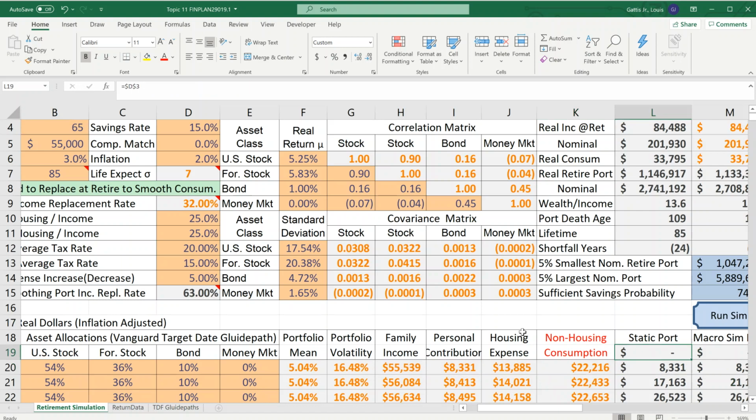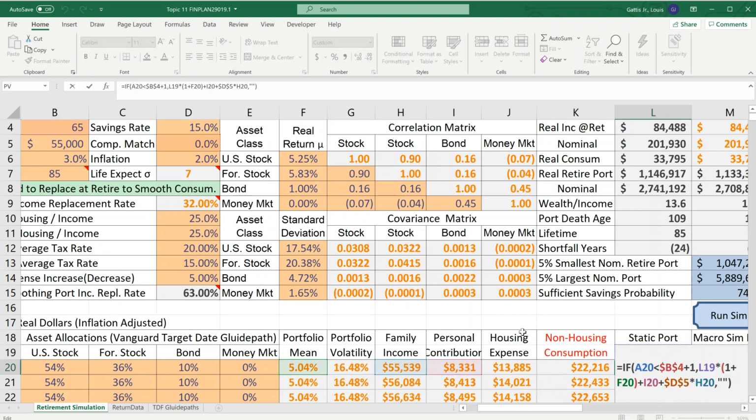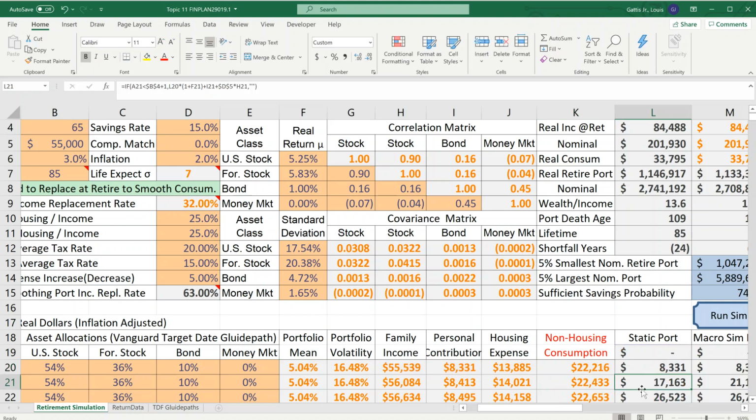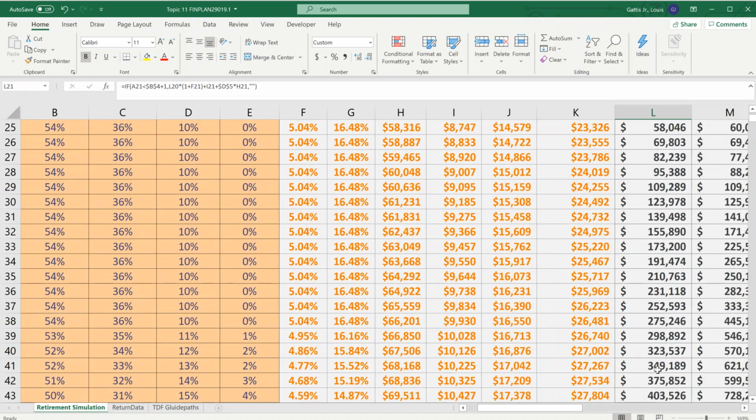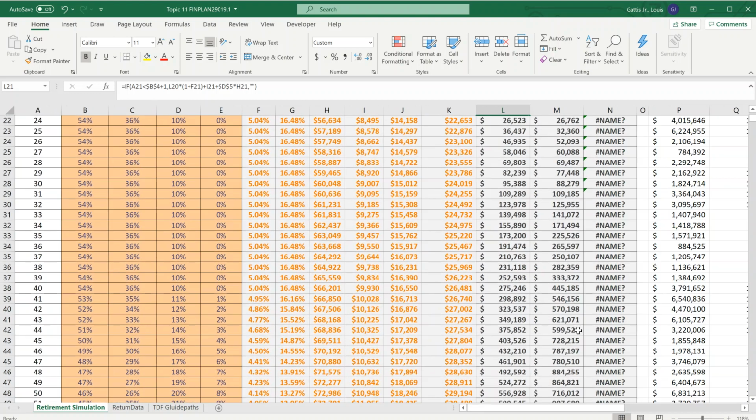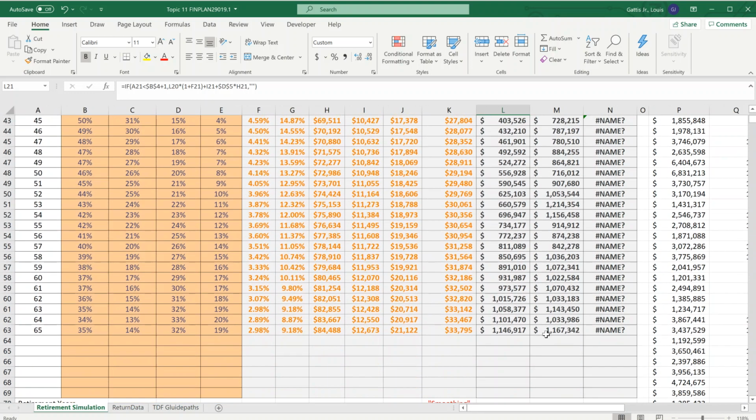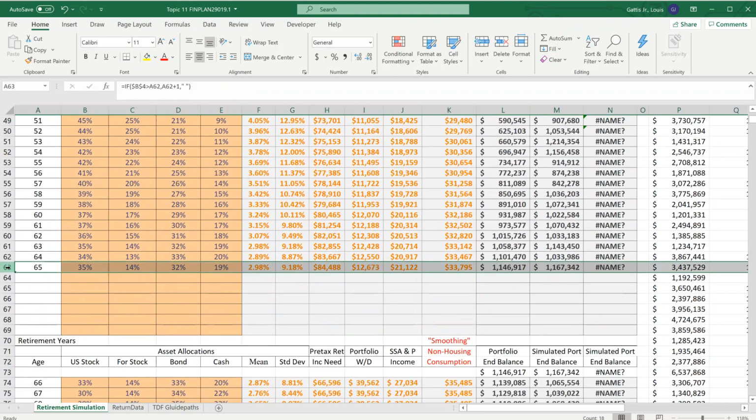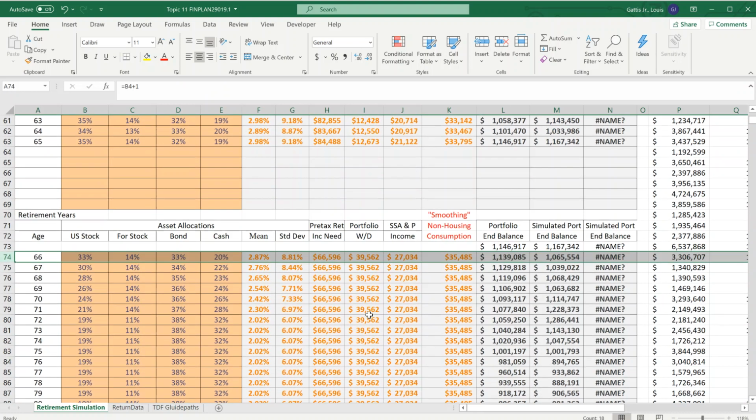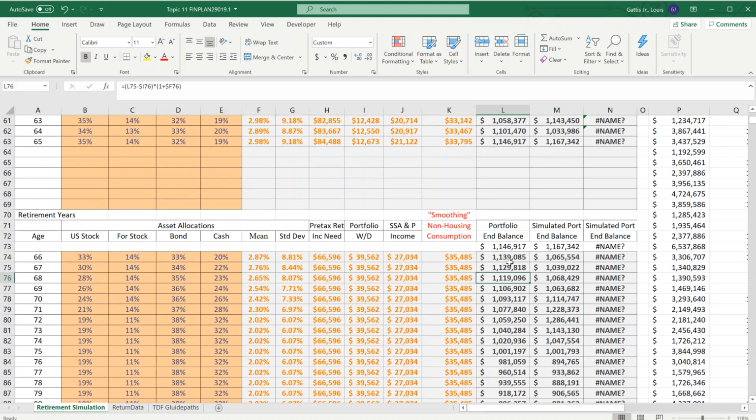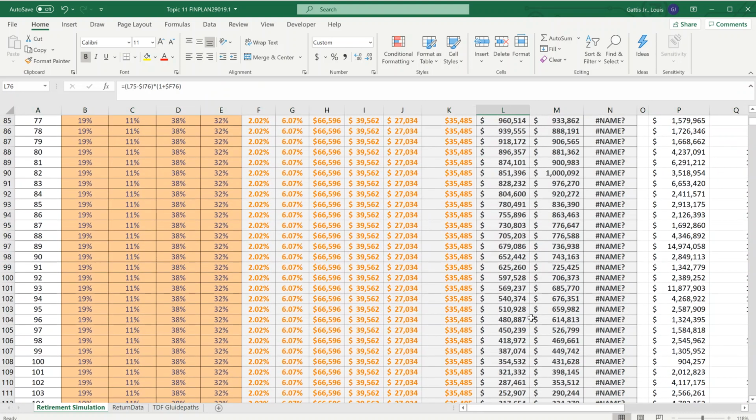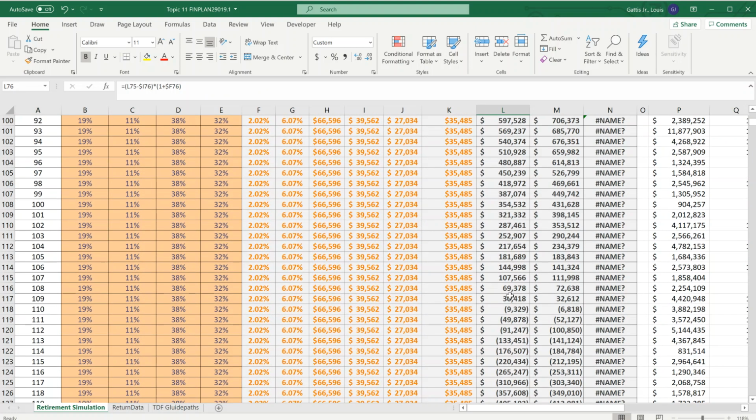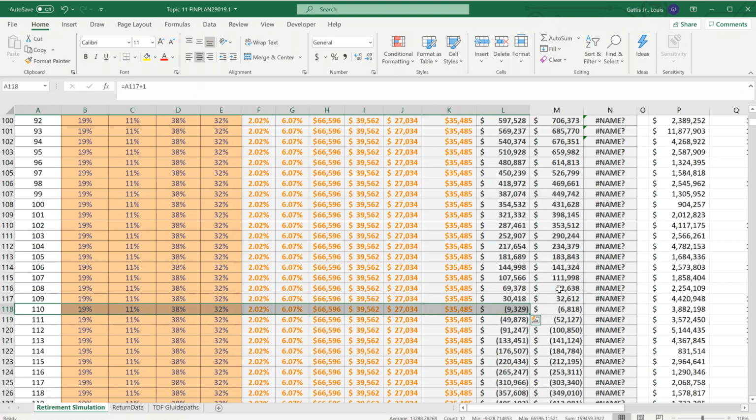And here's my portfolio value. Starts off at 0, grows at 5.04%, plus the new contributions. And it looks like my static portfolio will last until, let's see when it runs out of money. Well, actually, here's age 65. Then I jump over to here. These are retirement years. And here's where it starts going down. And it looks like this portfolio will last until you are aged 109. So you run out of money in 109 or 110.